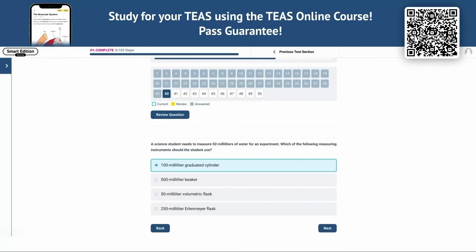So it's really important to, again, know the different types of microscopes, the different kinds of scales, and the different types of glassware. All of that is going to come up on your TEAS exam.